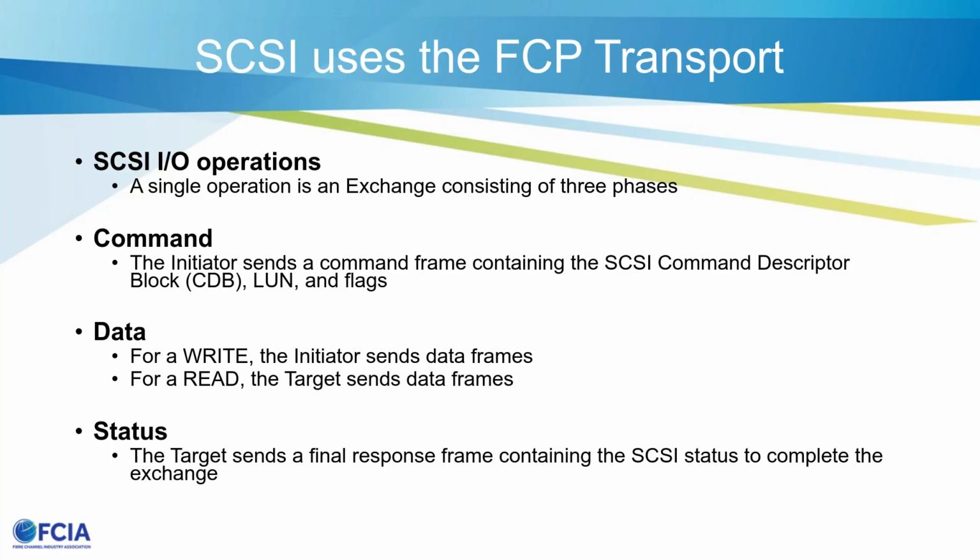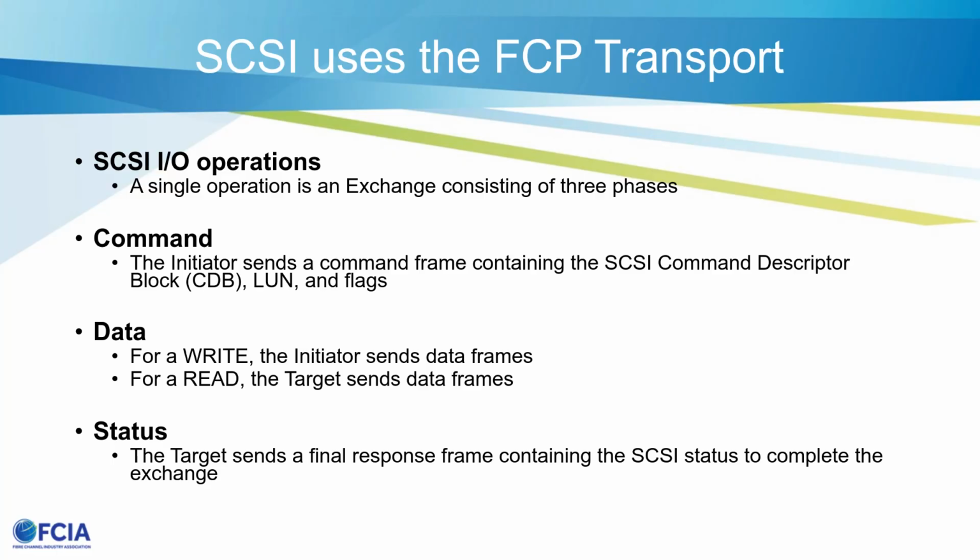The SCSI I/O operations are a single exchange, and the exchange typically has three phases. The exchange begins when a command is sent from the initiator to the target to indicate that it wants to do something, whether it's a read or a write operation. The command descriptor block provides the upper layer protocol information about how to handle the data that's being transmitted. And certainly there's the identification, which is the LUN, and various flags that describe what to do with the data when we get it.